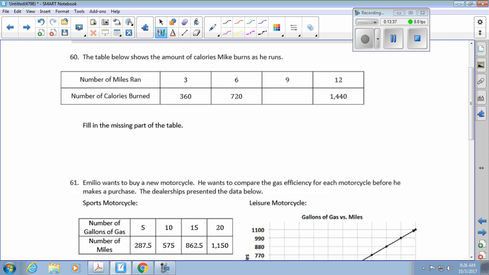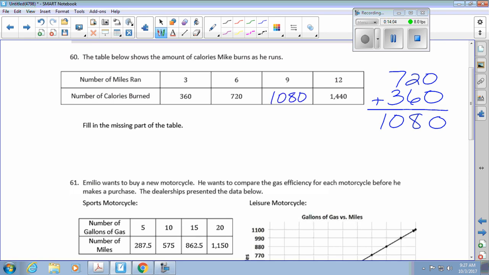And then what is the calorie burned amount jumping up by each time? Come into the back. Jaden hasn't been on our video today yet. 360. Very good. Deja, you agree? Yes. Okay. So 720 plus 360. Hopefully you don't need a calculator for this. All right?